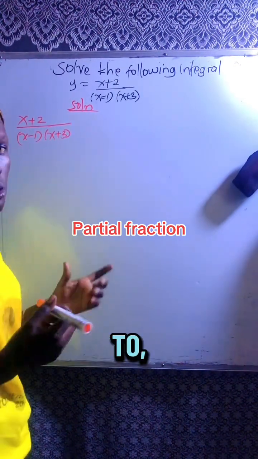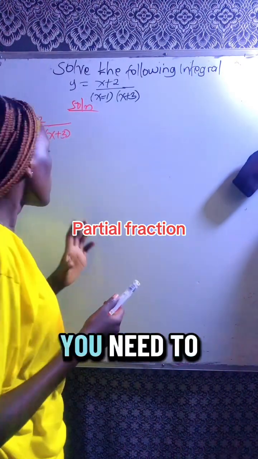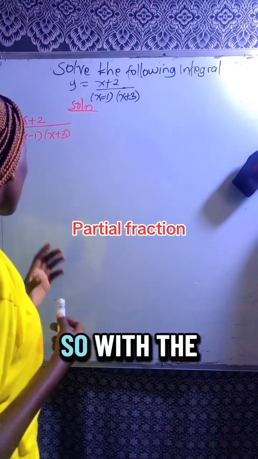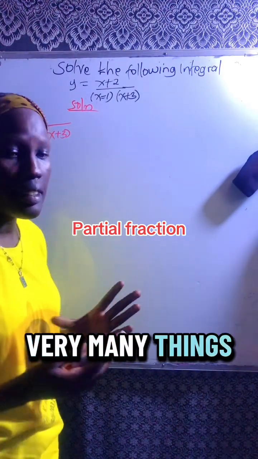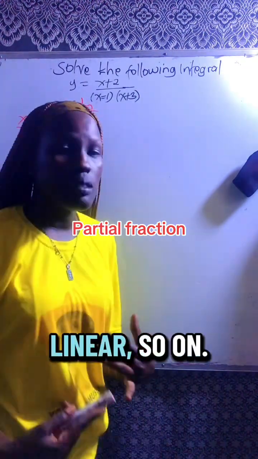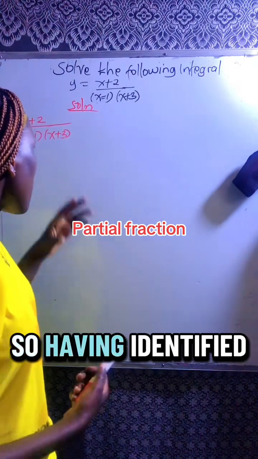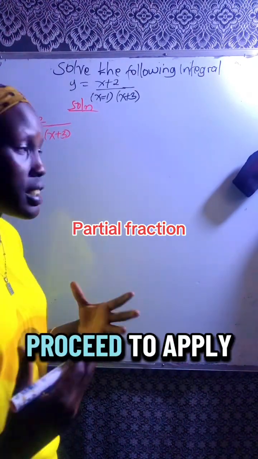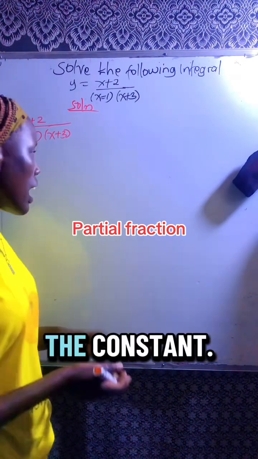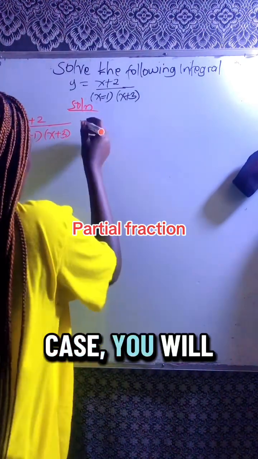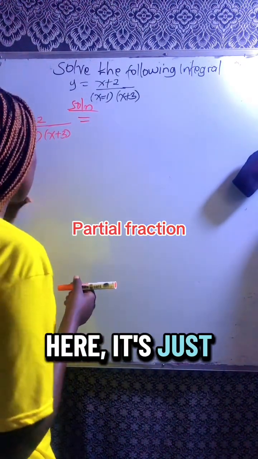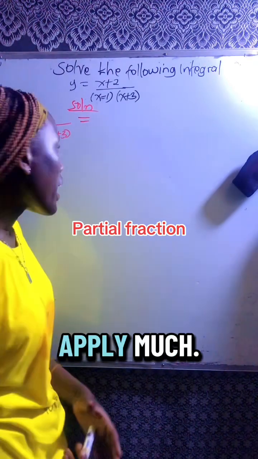Before you move any step further, you need to look at what is there in the denominator. With the denominator, there are very many things you need to look at. You need to see, is it a repeated root? Is it a linear? So on. Having identified that, you can now proceed to apply the knowledge. You can introduce the constants. So in this case, our denominator is just linear, so we are not going to apply much.